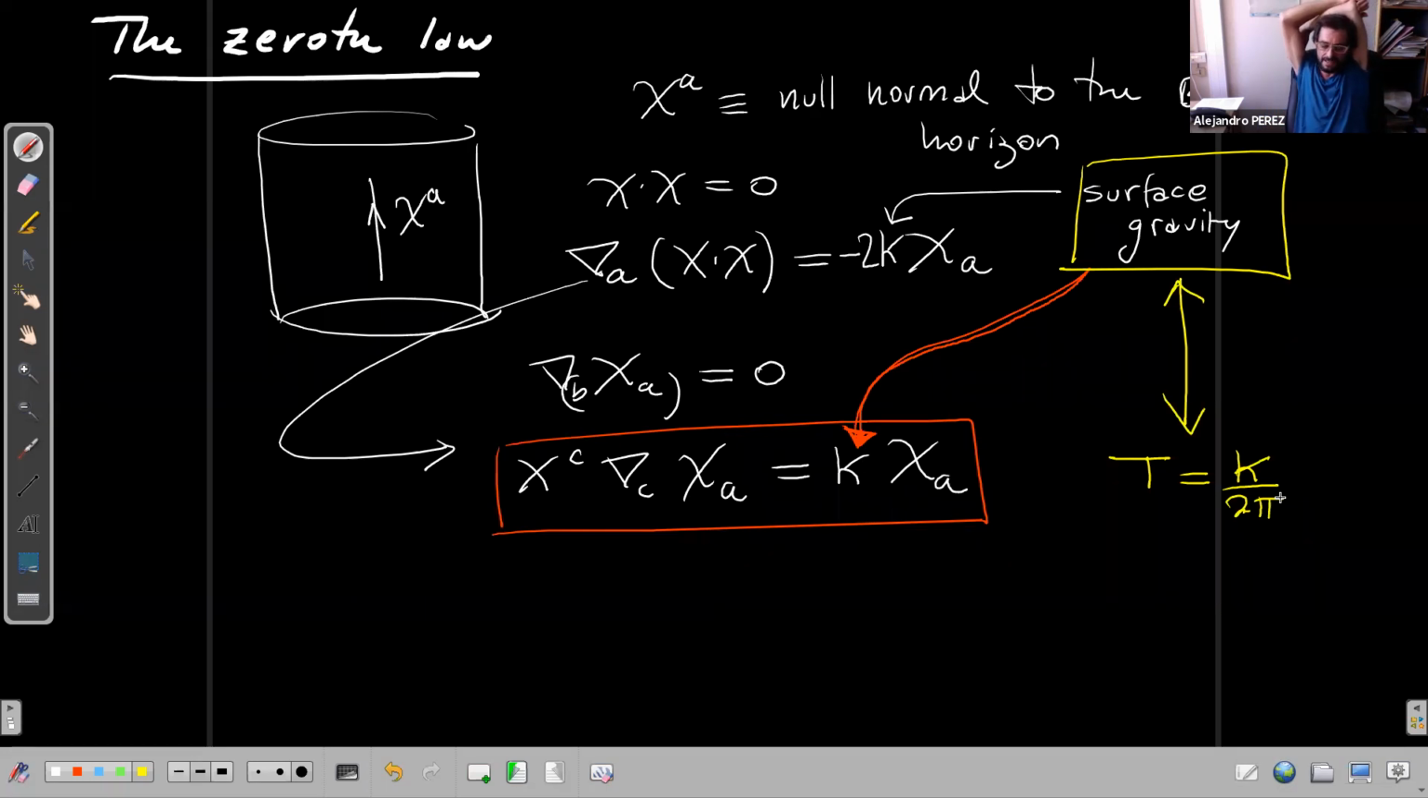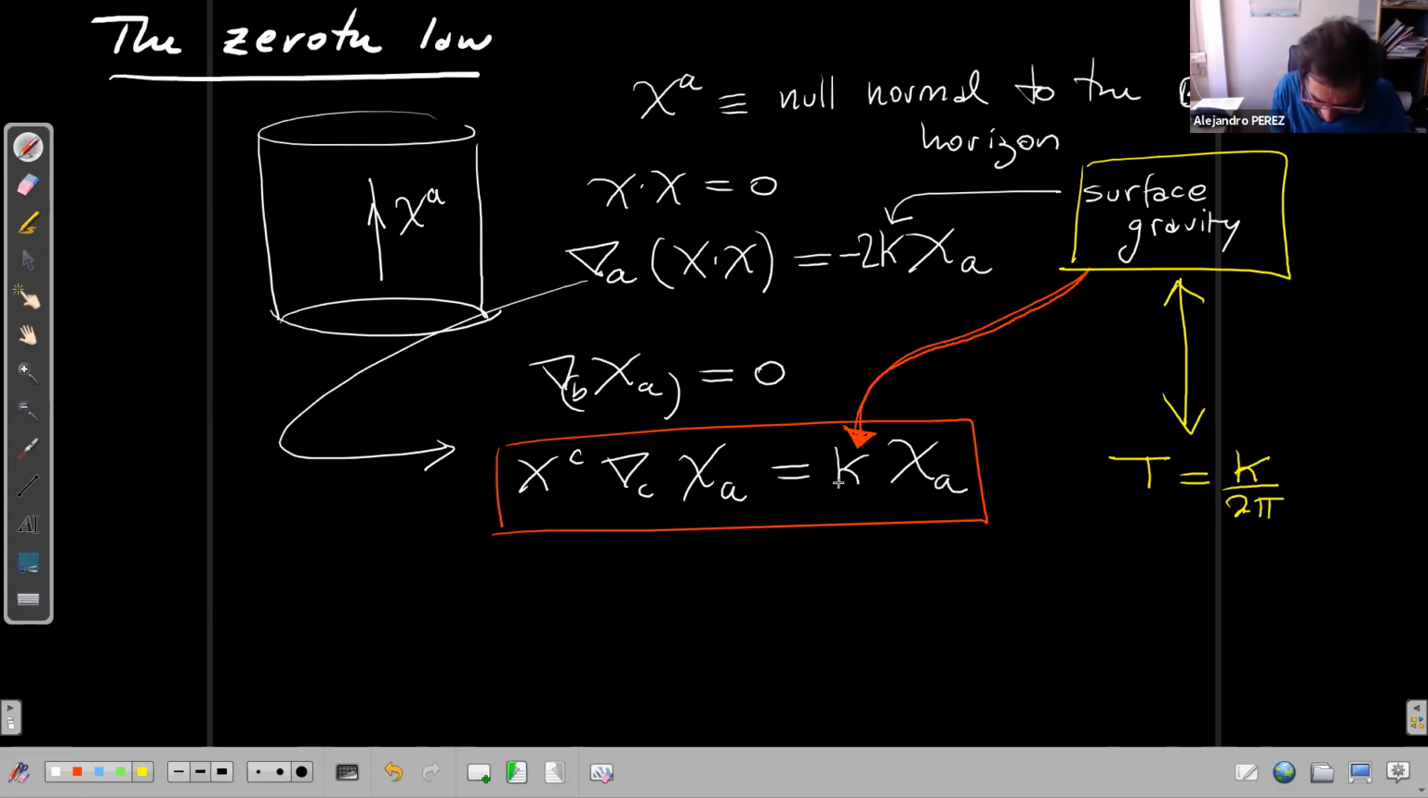Now, this is not a trivial statement. It would be a trivial statement in the Reissner-Nordström and the Schwarzschild cases, because we have spherical symmetry, so the horizon is spherically symmetric, and whatever we define will have to be the same all around the horizon because of spherical symmetry. But for the Kerr-Newman black hole, the horizon is not spherically symmetric.